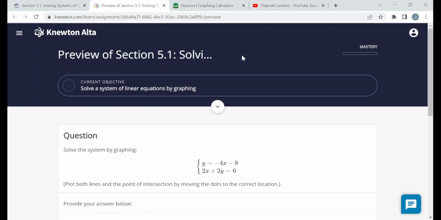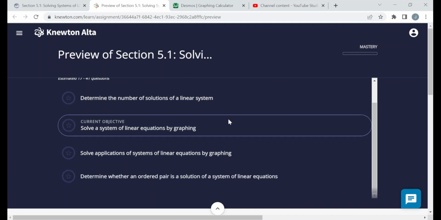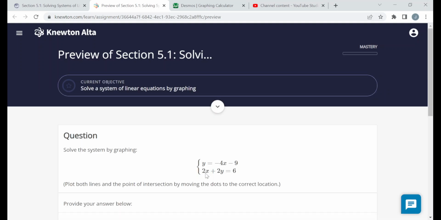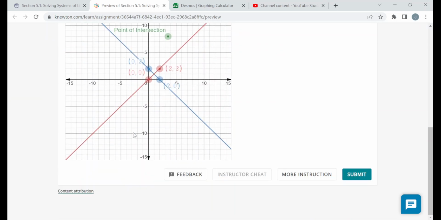So on your assignment page, you should be seeing the title, the mastery bar telling you how far along you've gotten, the objectives. Looks like there are 4 objectives in this assignment. And under the current objective, there should be a question related to that objective. And at the bottom of every question, you should be seeing a feedback button where you can send feedback to Knewton if you wish. You will not have an instructor cheat button. This is for instructors only.